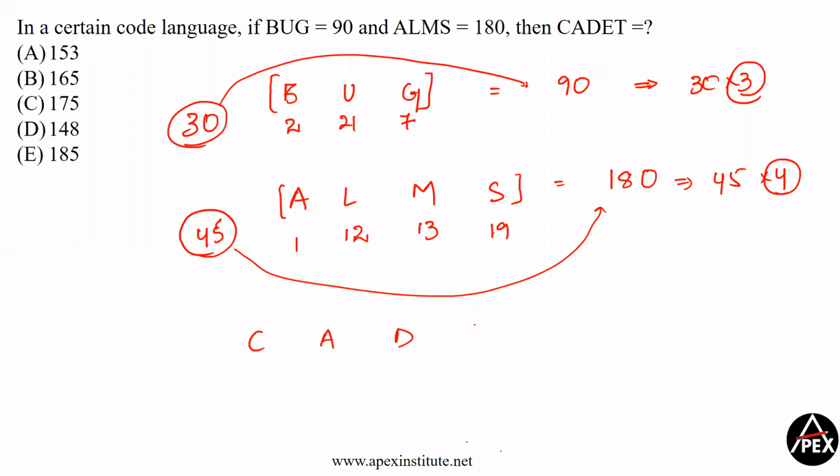So what is the sum of all the numbers corresponding to alphabets in cadet? Can someone tell me that? 33. Okay, so 33 into 5 should be the answer. So 150 plus 15, 165 should be the answer. So option B. Perfect. So it should be option B. Clear, guys? Quick responses, please. Yes.